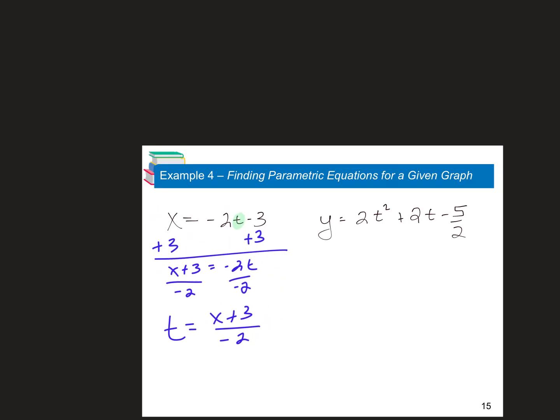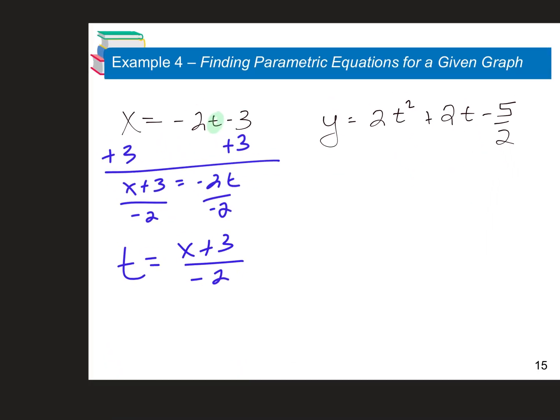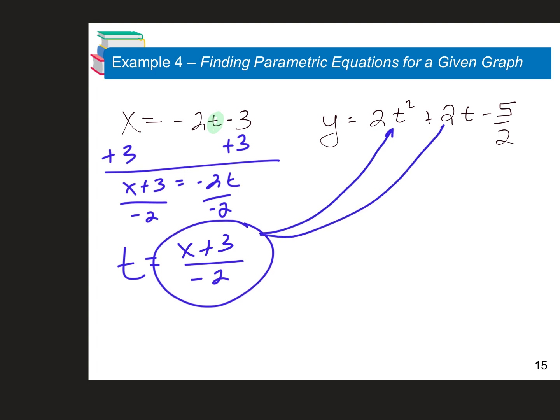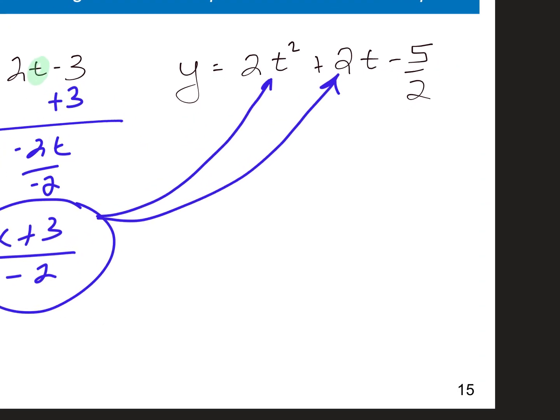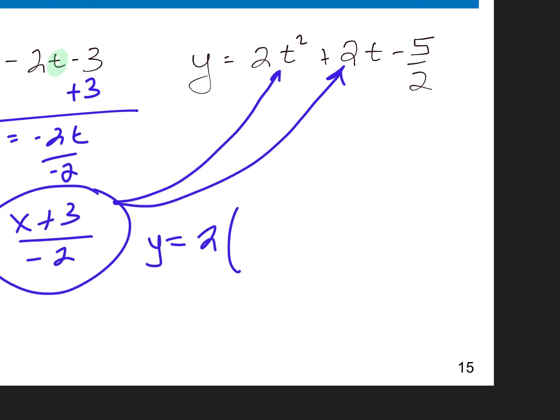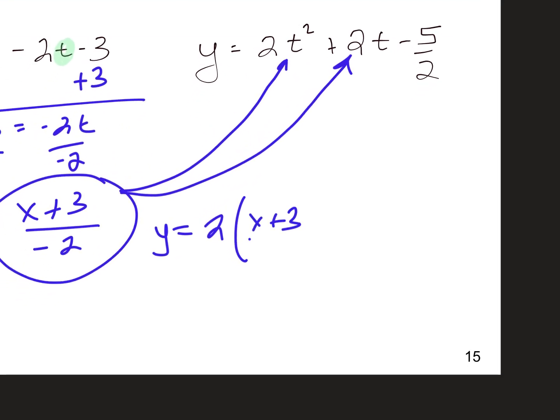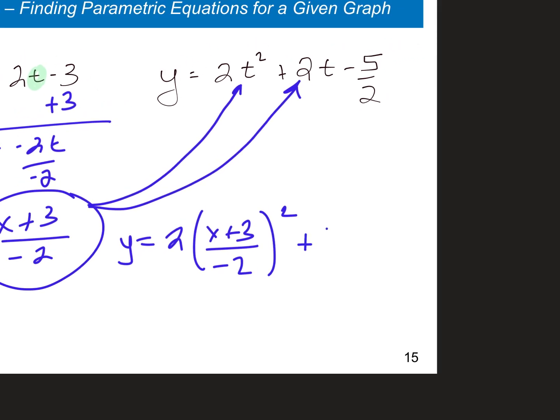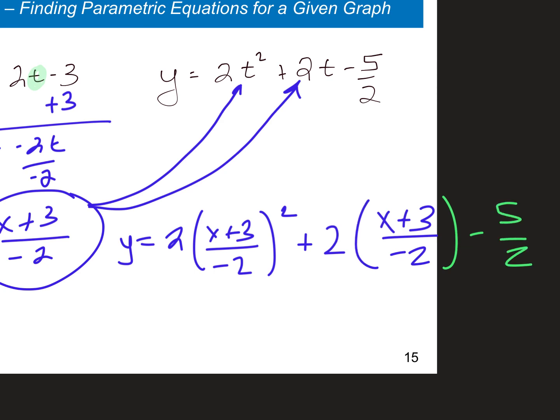Okay? Now what do I do with that? I'm going to take this and plug it in there and there. Same kind of problem that we just did, guys. I have y equals 2 times, instead of t, I'm going to say x plus 3 over negative 2 squared, plus 2 times x plus 3 over negative 2, minus 5 over 2.